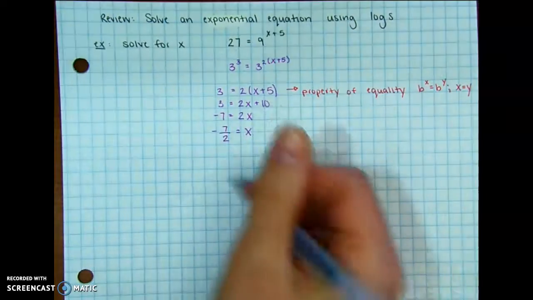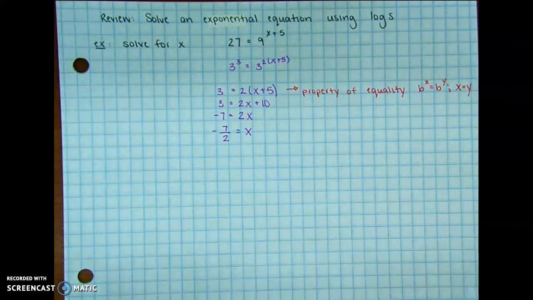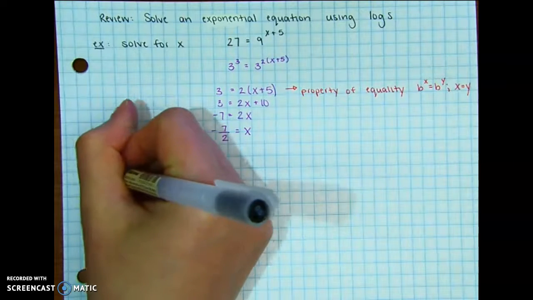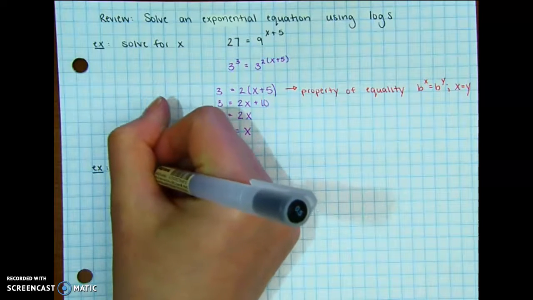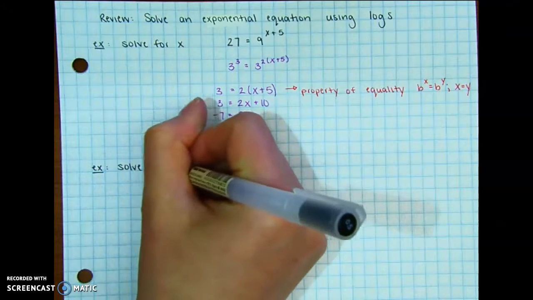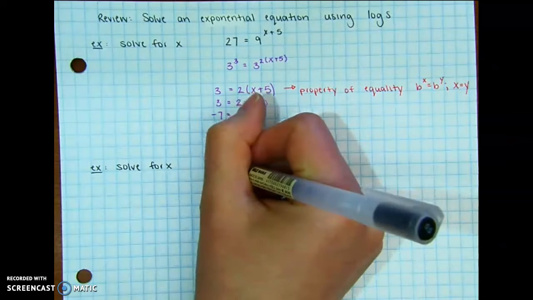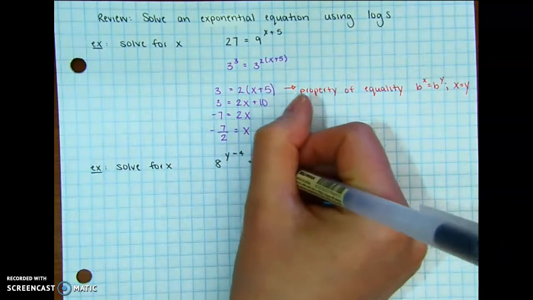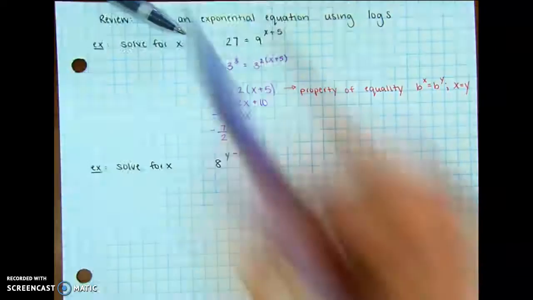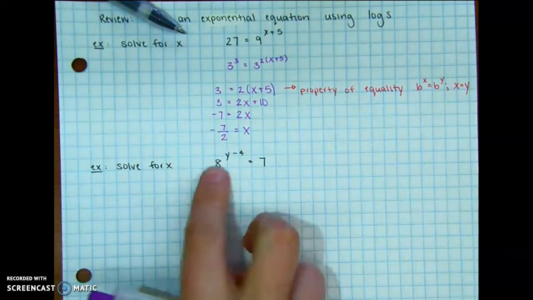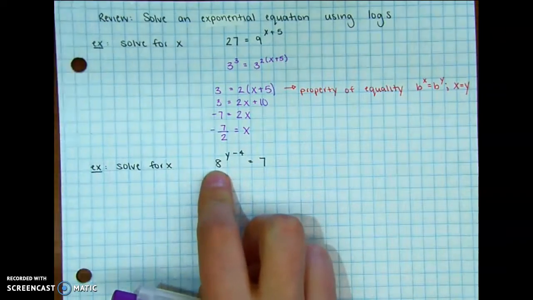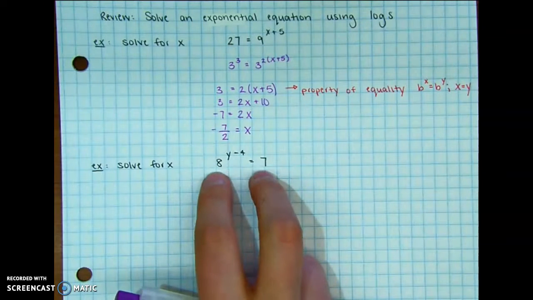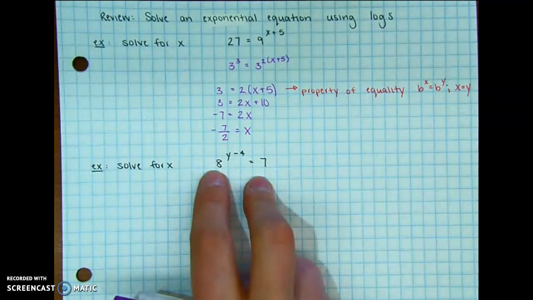So another example, slightly harder, is what if we can't change the base? So let's do solve for x. And maybe we have 8 to the power of y minus 4 equals 7. So one thing we can do, right, there's nothing I can do to change my base so that these are both base 8 or 7, right, or 2, right? This is as low as it gets.